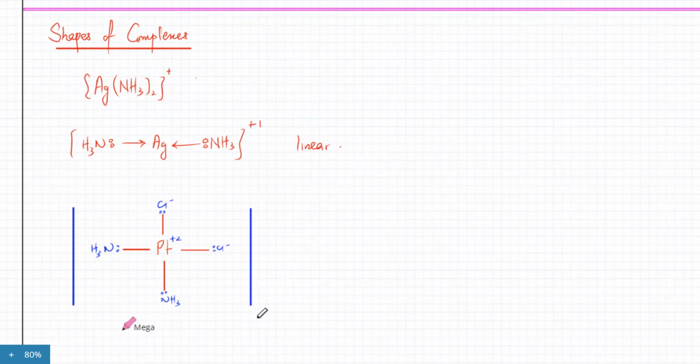It's not going to have a charge. And this is known as a cisplatin molecule. It's platinum with 2 Cls and 2 NH3s. And you've got to remember this one. The overall charge is 0. And it's square planar.